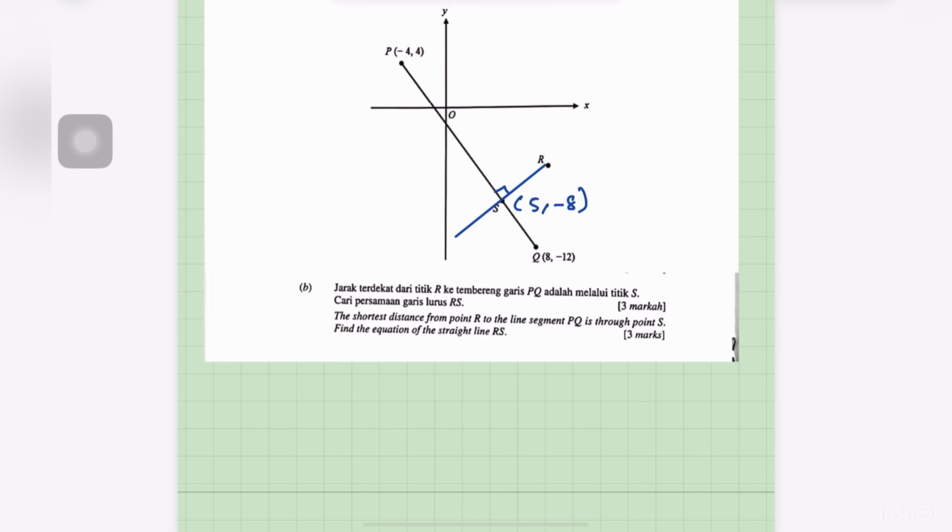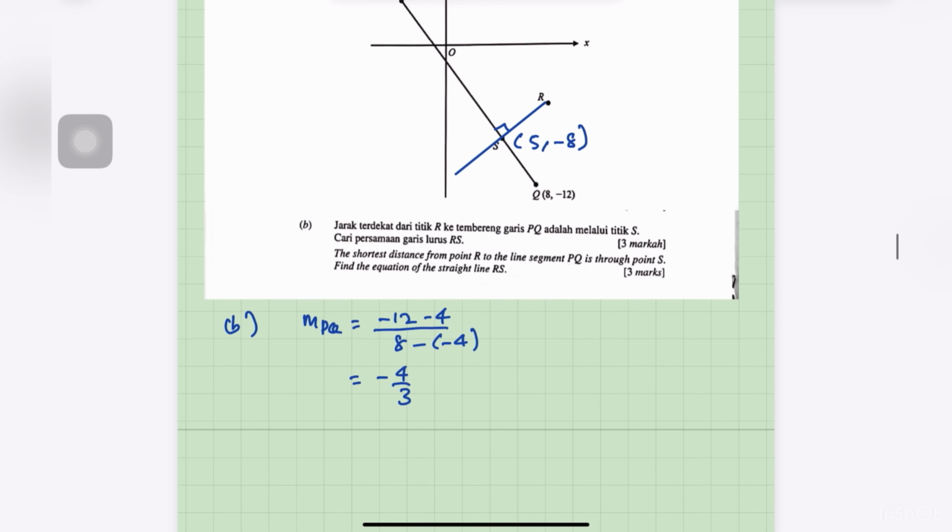So B, find gradient PQ first. So find gradient PQ ataupun PS, so boleh jugalah mana-mana. So ni saya choose PQ lah. So negative 12 minus 4 over 8 minus negative 4. Okay, so this one is negative 16 over 12. So negative 4 over 3. So this is gradient PQ.